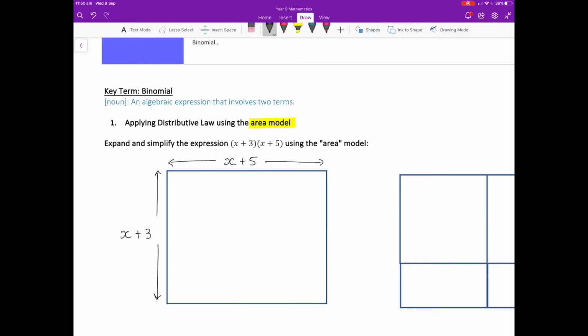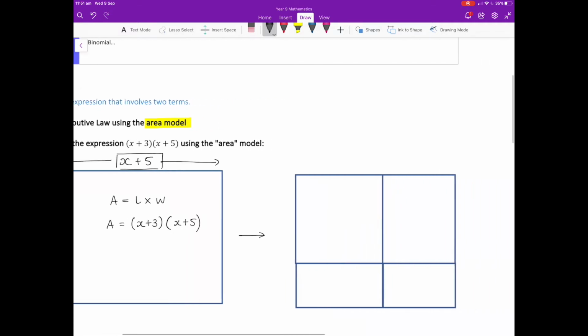So now, if I had asked you to find the area of this particular shape, you would basically multiply this length here, so let's call that the width, and you would multiply that with the length, x plus 5. So the area would be length times width, which would translate to x plus 3 times x plus 5. Now you can see here that this is the expression that we're asked to expand and simplify. So let's split this up even further. So now let's move on to this particular rectangle here.